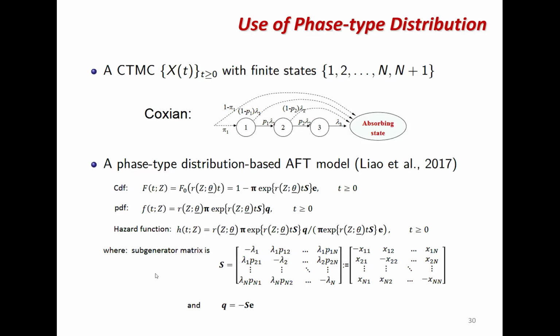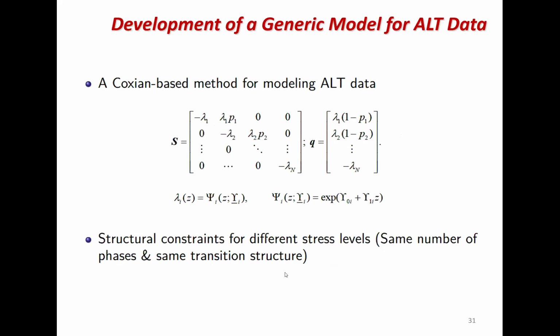In this case, if we consider an AFT model based on the phase type distribution, here it shows the cumulative distribution function, probability density function, and hazard function, and also the sub-generator matrix, and so on. But I thought about this: the AFT model is so limited. It actually captures only the scaling effect of stress on the time, which can probably be improved significantly. So then we considered a different approach, which is an improvement.